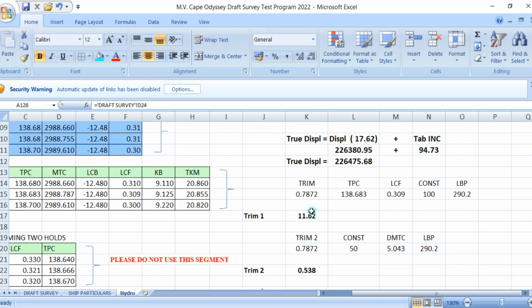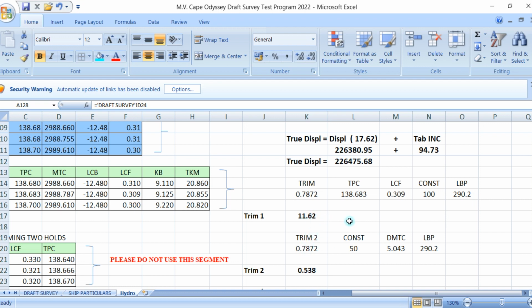See, trim 1, you have the trim of 0.78.2, the TPC 138.638, LCF was 0.309, constant 100. This is trim number 1, and we have the LBP of 290.2.